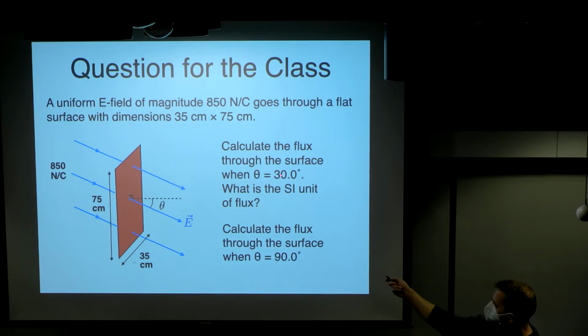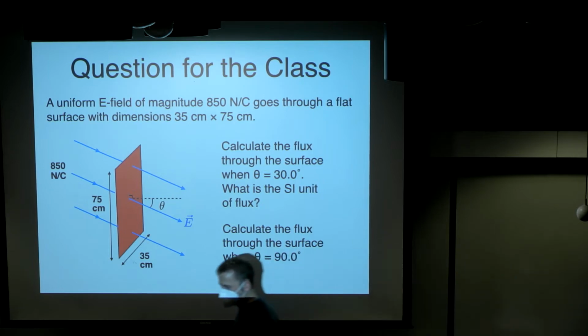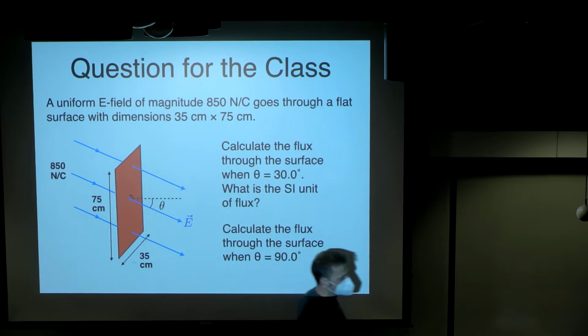Okay, and do that when the angle here is 30 degrees to start off, okay? And then repeat the same calculation, but when the angle over here is 90 degrees. Okay, so take a few minutes, try to work this out, talk it through with the people next to you if need be, and then we'll go over it together as a class. So we're just doing the calculation E dot A for this situation here.